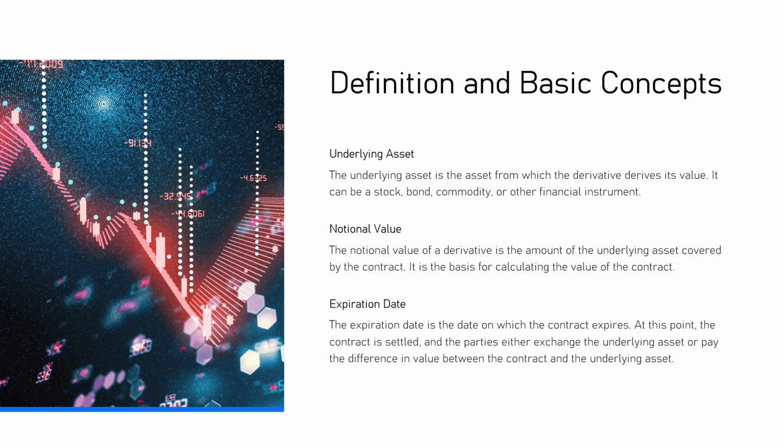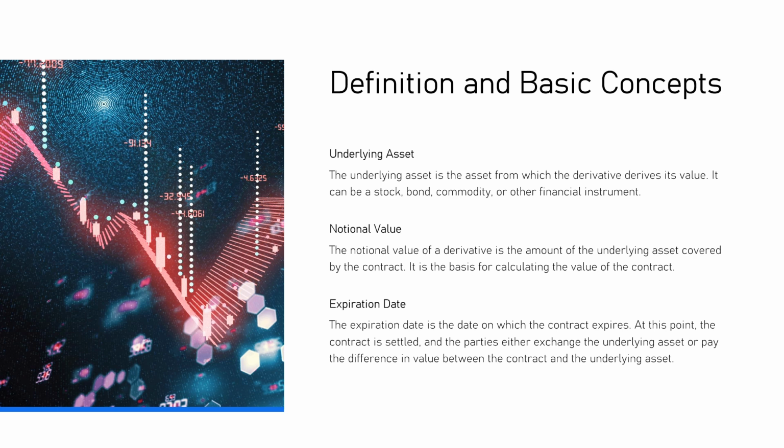Definition and basic concepts. Underlying assets. The underlying asset is the asset from which the derivative derives its value. It can be a stock, bond, commodity, or other financial instrument. Notional value. The notional value of a derivative is the amount of the underlying asset covered by the contract. It is the basis for calculating the value of the contract.